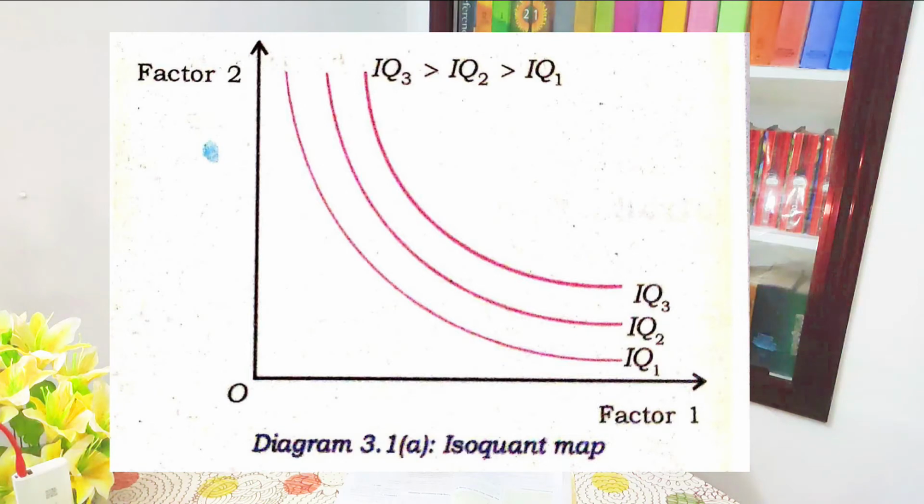IQ1, IQ2, IQ3, etc. Higher isocounts give higher level of output. Next term is short run and long run. Time period is very important in the production process. So according to time duration, the production process is divided into short run production and long run production.